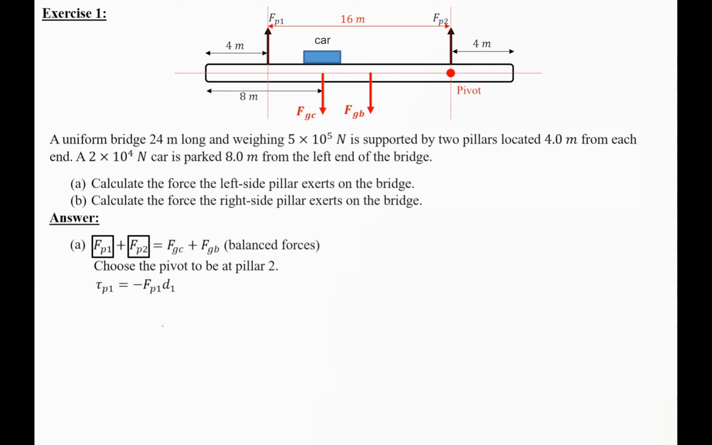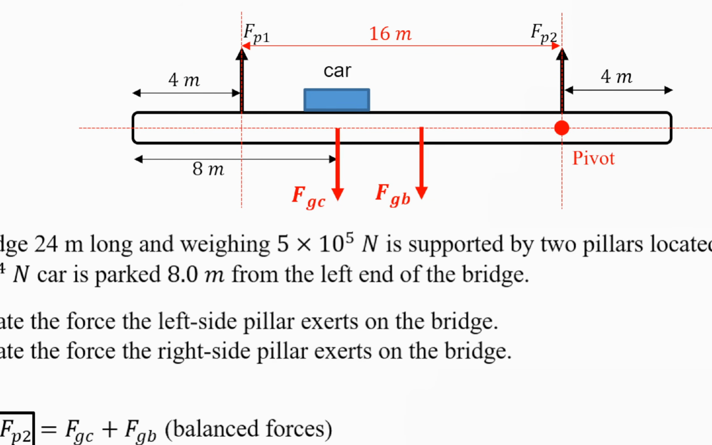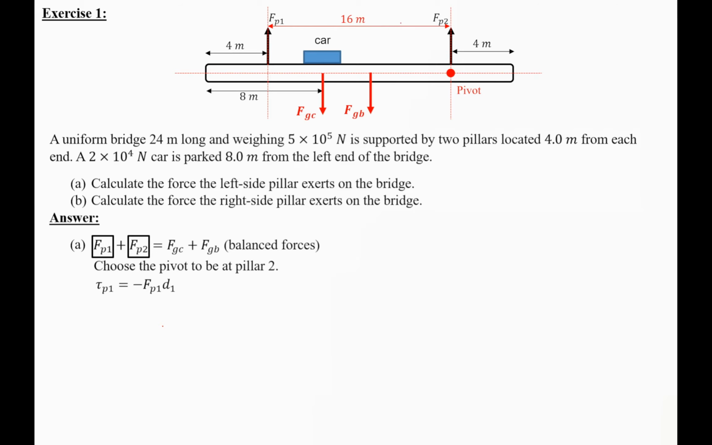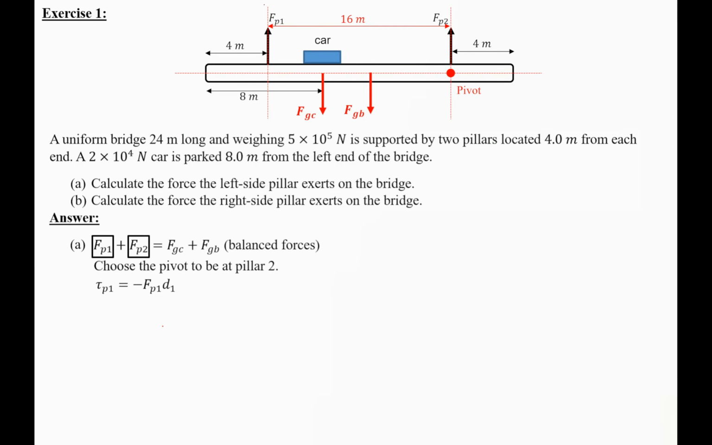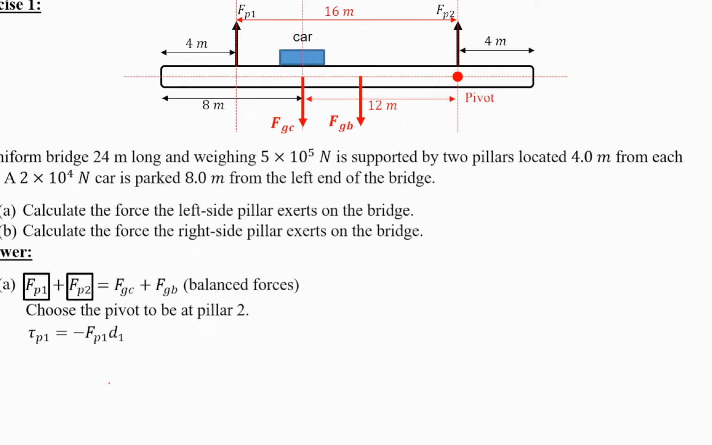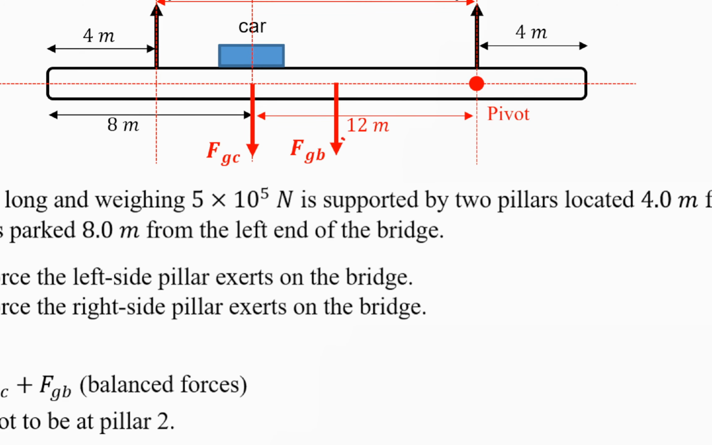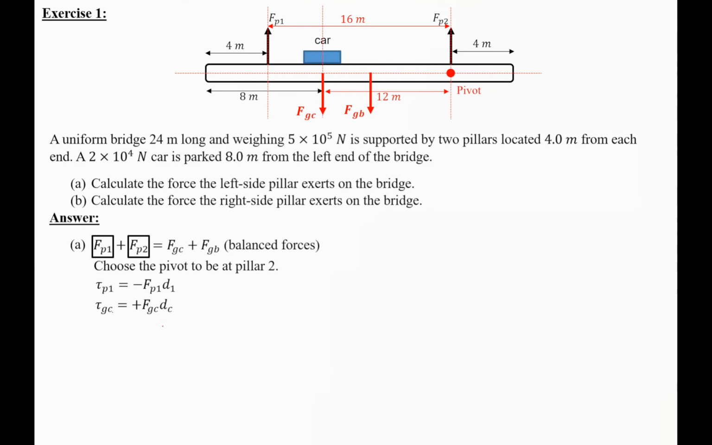Now let's determine the torque exerted by each of the three forces given by FP1, FGC and FGB. FP2 would produce no torque because the line of action of FP2, according to our choice, passes through the pivot. Now FP1 will cause rotation about the pivot in this direction, which means in the negative direction. FP1 lies along the tangential direction, so no need for a projection, and D1 would be the distance, which is 16 meters. Here I also added the distance from the pull of gravity of the car to the pivot point, which is 12 meters.